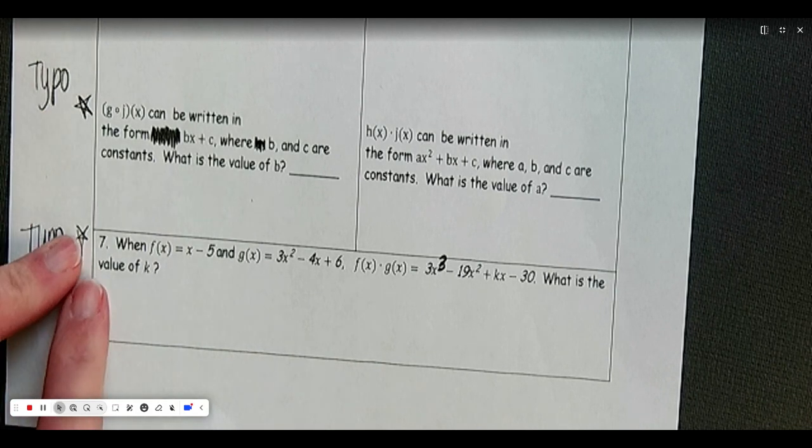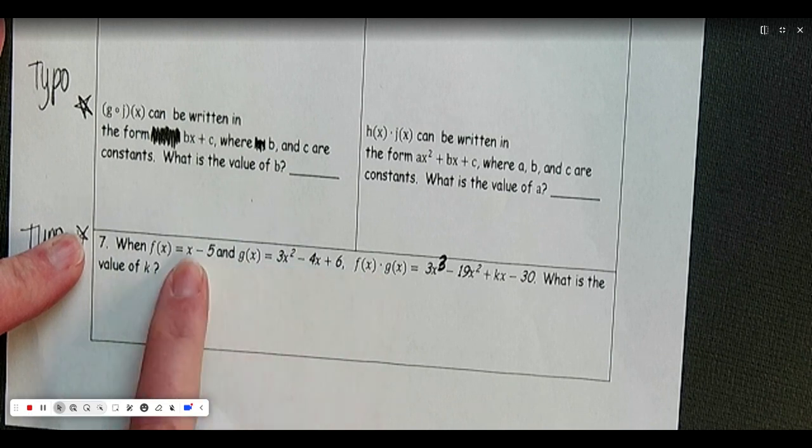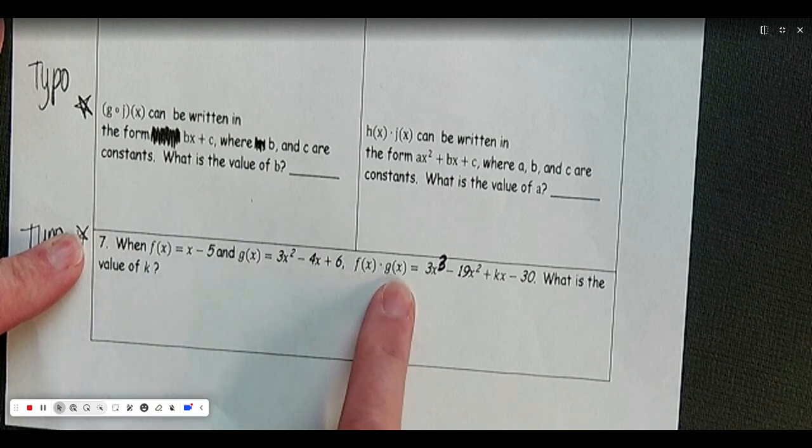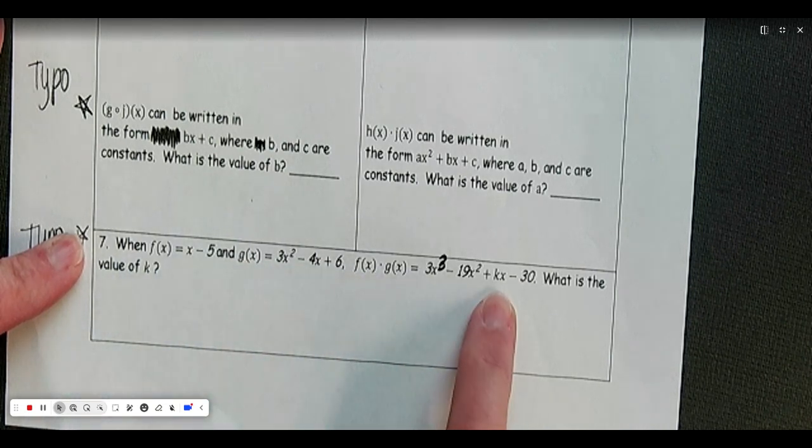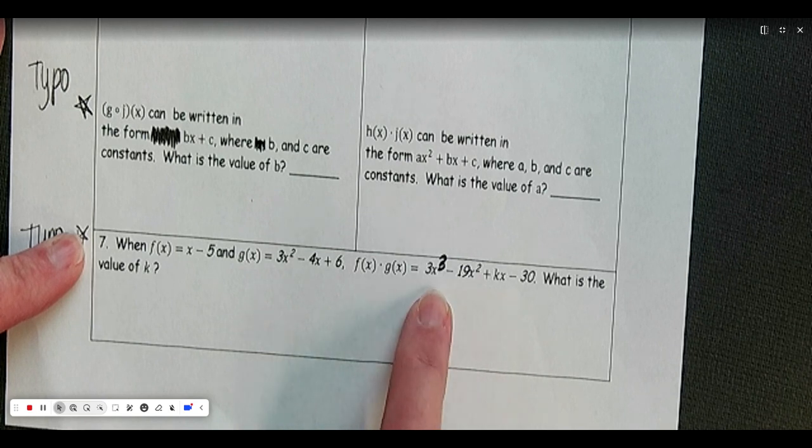And then on number 7, it talks about multiplying f of x and g of x, and it gives you what it equals, and it asks you for k. But the exponent on the first term says 3x squared, and that should be 3x to the third power. So I don't want that to throw you off when you're multiplying.